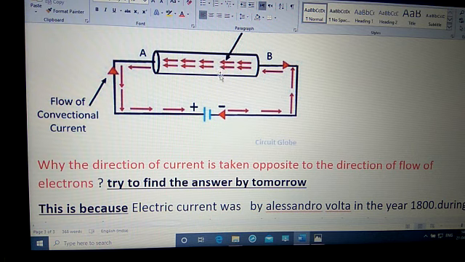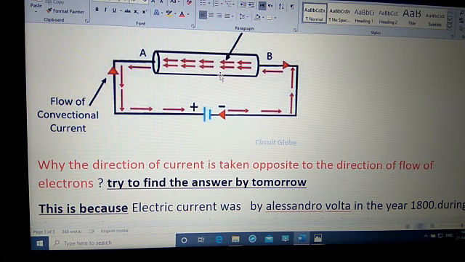So I will answer this question. See, when the phenomenon of electric current was observed by Alessandro Volta in the year 1800, electrons were not discovered.